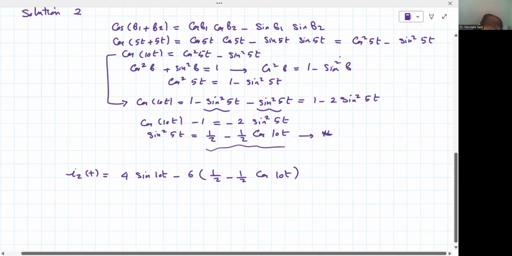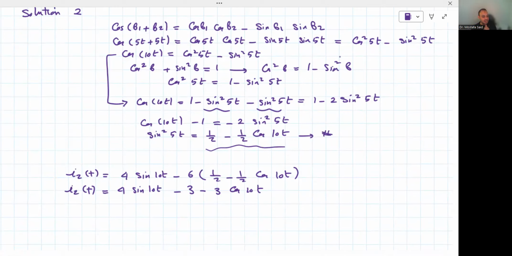So it equals 4 sine 10t minus 3 plus 3 cosine 10t. That's I2 that we're going to find the average for. Now we can easily apply the integral, because we have a unified angle. So omega is 10 this time, and the period will be 2 pi over 10.